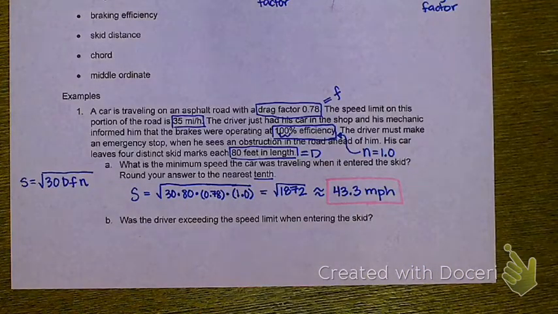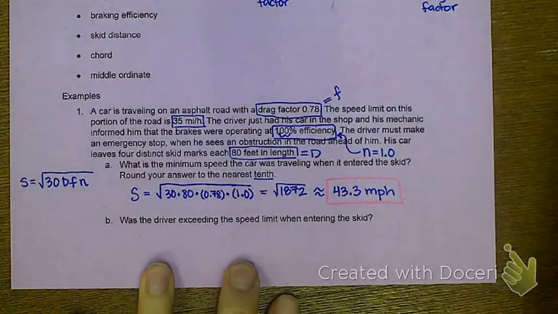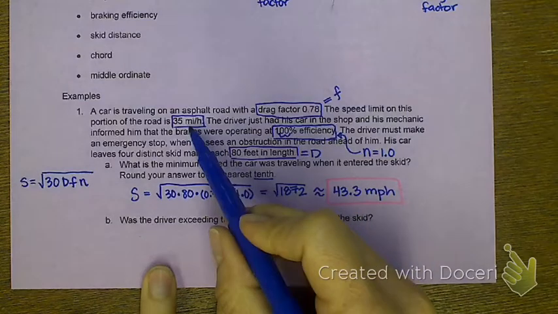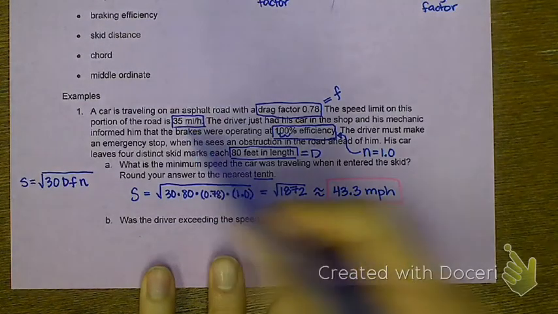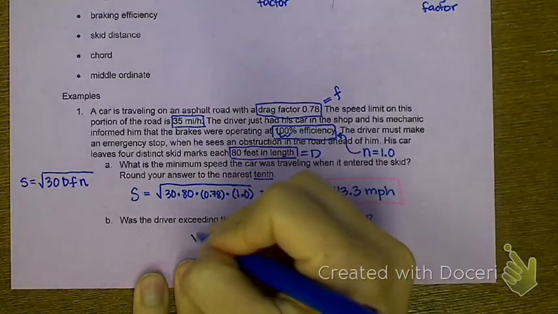Okay, now the second question says, was the driver exceeding the speed limit when entering the skid? Well, what was the speed limit? It told us up here the speed limit was 35 miles per hour. So was he exceeding it? Yes, he was exceeding the speed limit.